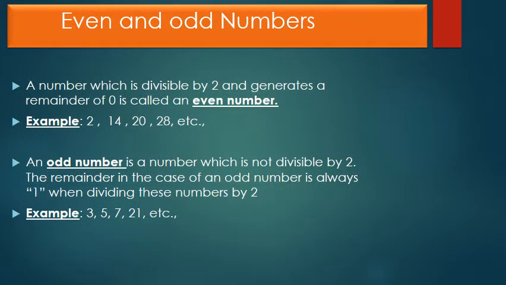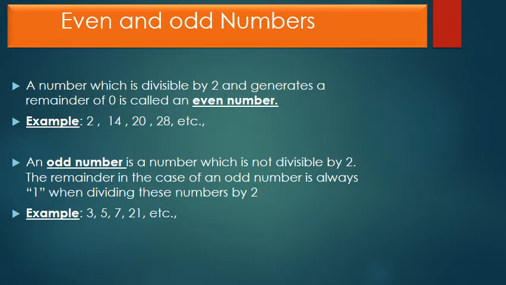The next concept we are looking at is that of even and odd numbers. A number which is divisible by 2 and generates a remainder of 0 is called an even number. For example, 2, 14, 20, and 28 are all even numbers. Why am I saying these are even numbers?